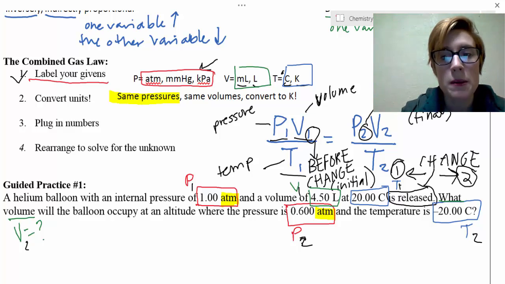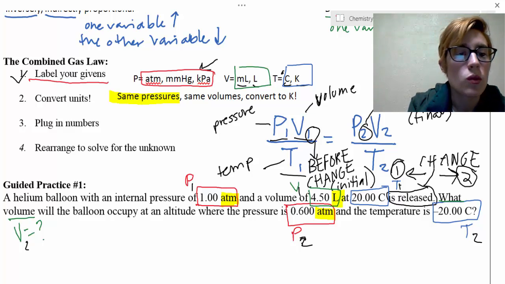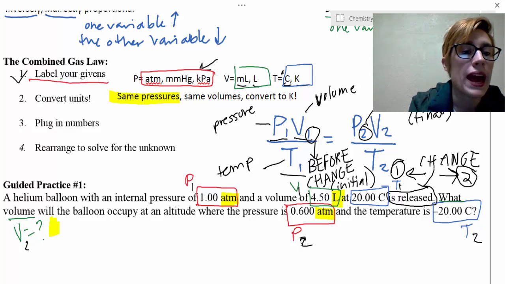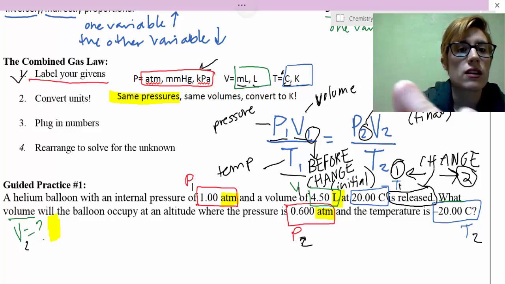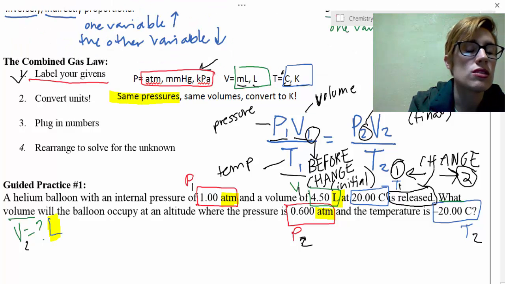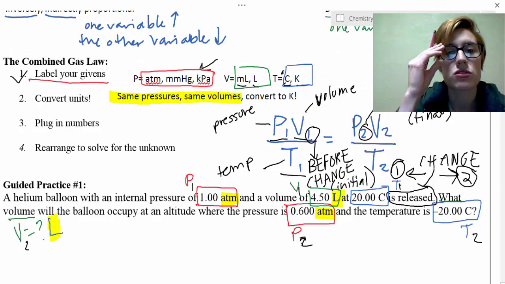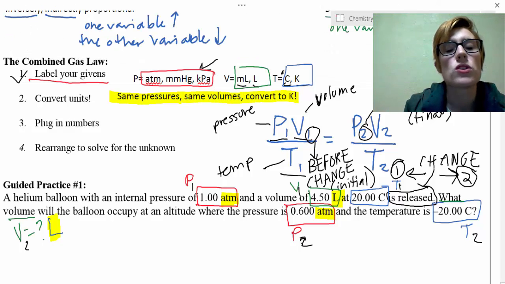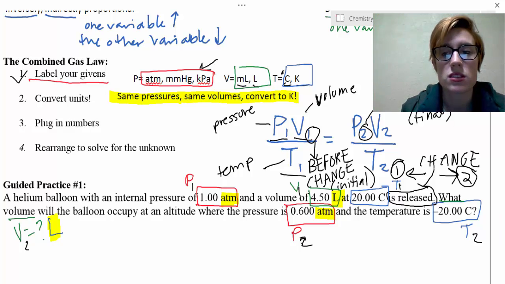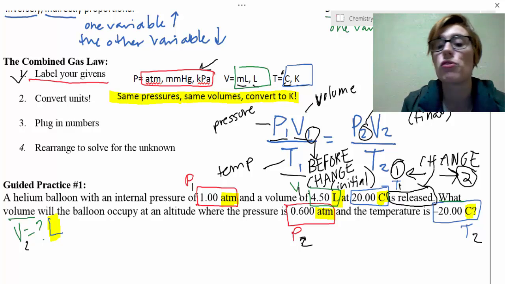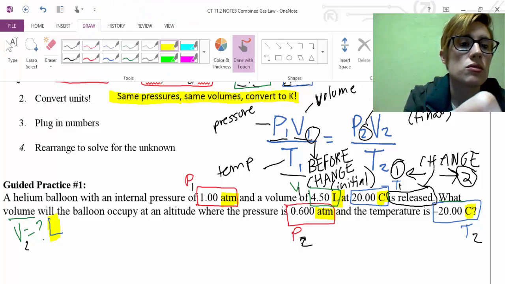So same pressures, and you also have to have the same volumes. Since we have liters here for volume, what unit will we have to have for our second volume? Well, it'll have to be liters because the units have to be the same. So we have same pressure, same volumes, and then all temperatures always have to be in Kelvin. It can never be in Celsius. If you see right here, both of our temperatures are in Celsius. So before I even move on, I have to convert those.